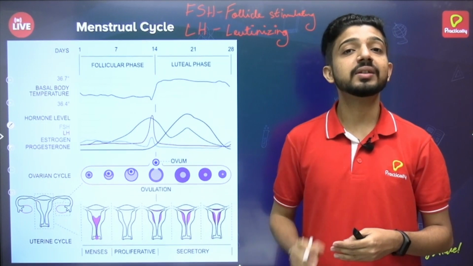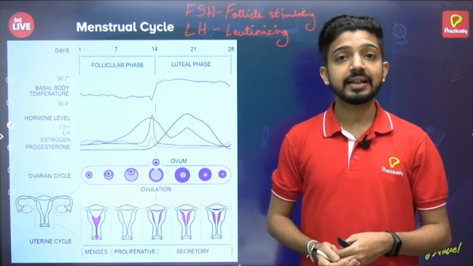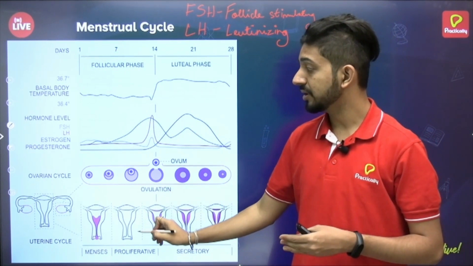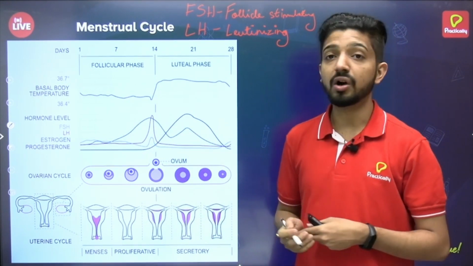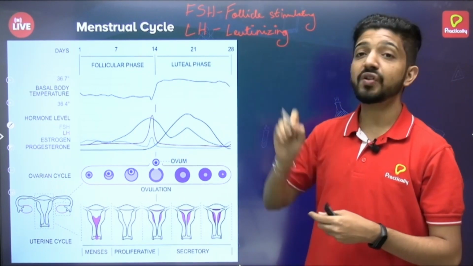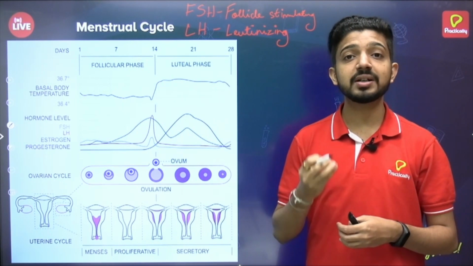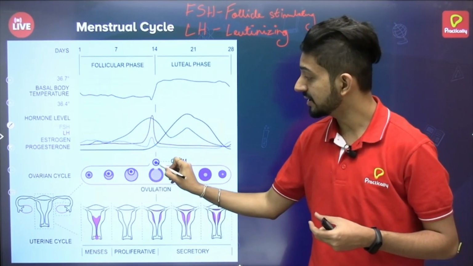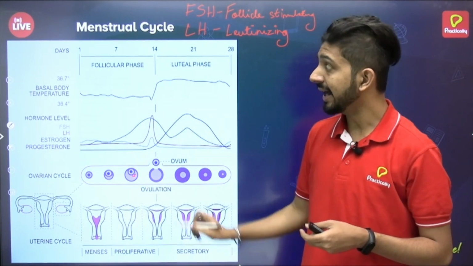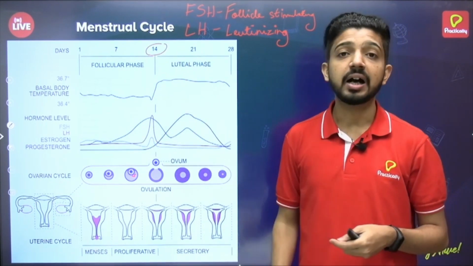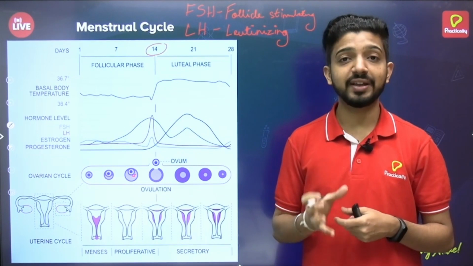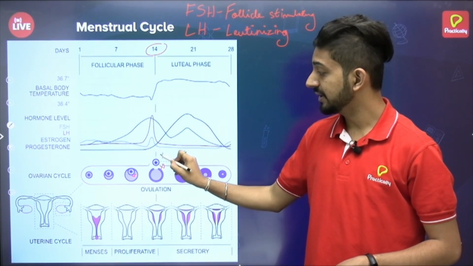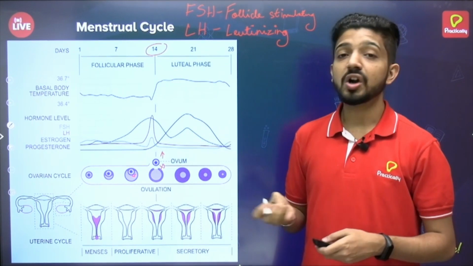This goes on for around 3 to 5 days, and then the next phase is the proliferative phase, which happens because of a rise in the level of FSH, also known as follicle stimulating hormone. It stimulates the follicles in the ovaries, which turn into Graafian follicles, which have the ovum in them. And around the 14th day, which is called the ovulatory phase, the Graafian follicle ruptures and the ovum is released, and that is called ovulation.